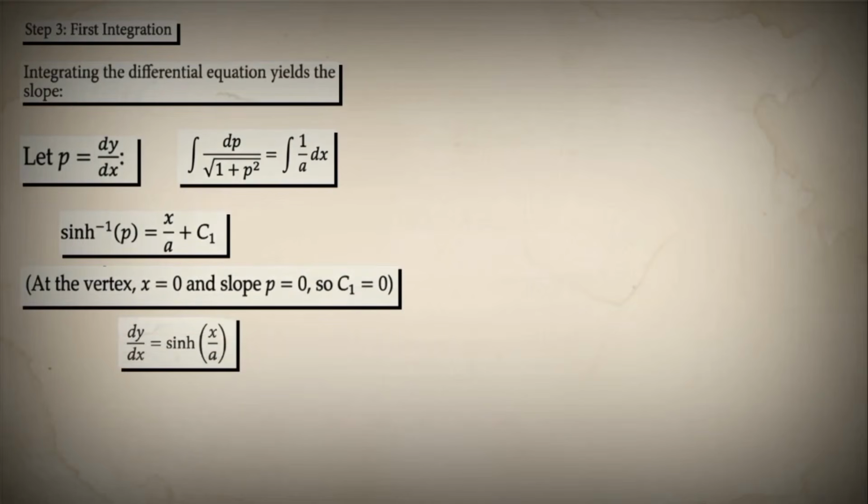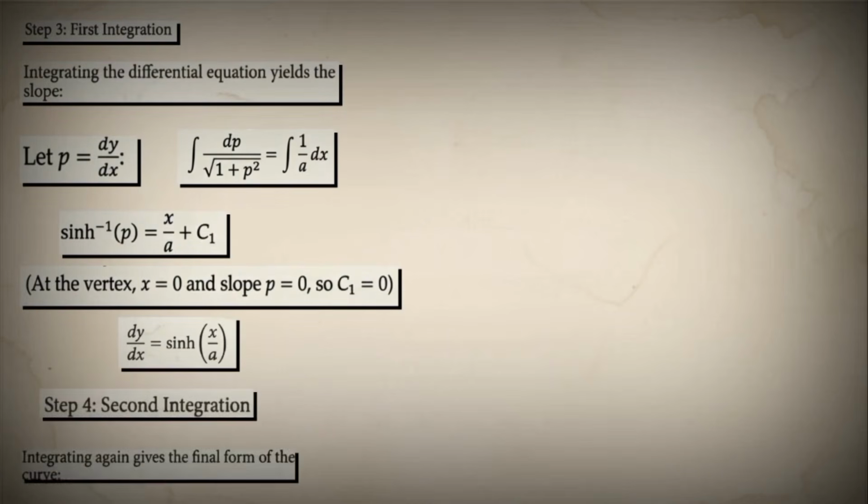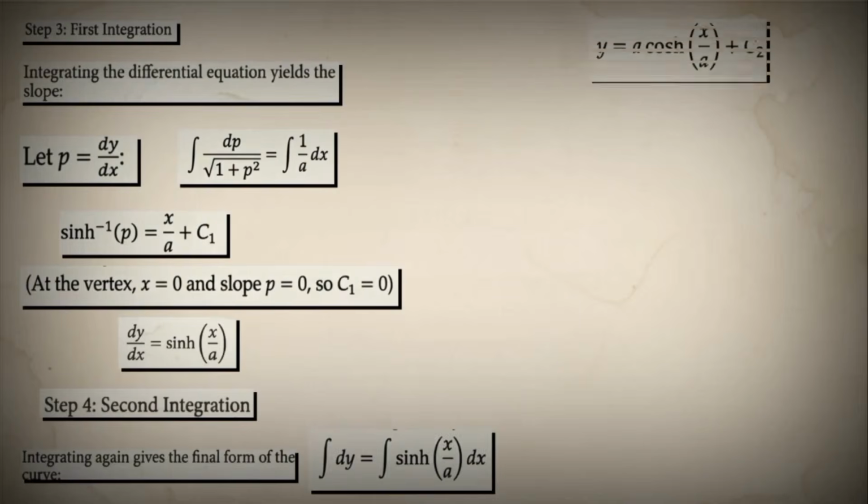So our first integration yields the slope. dy over dx equals hyperbolic sine of x over a. For the second integration, we integrate again. y equals a times hyperbolic cosine of x over a plus c. With the boundary condition at x equals 0, y equals a, we get y equals a times hyperbolic cosine of x over a. This is the final form.